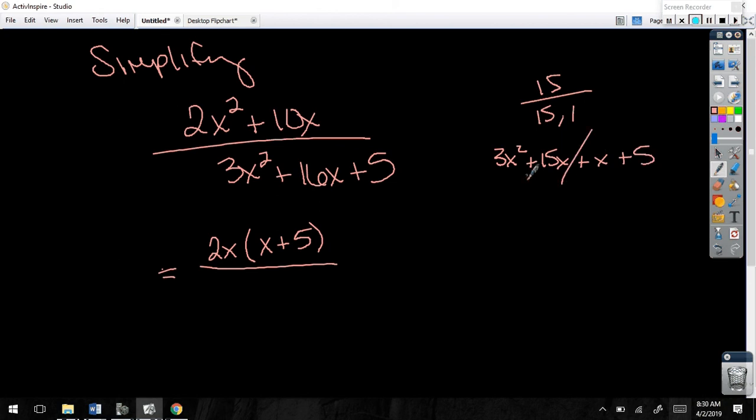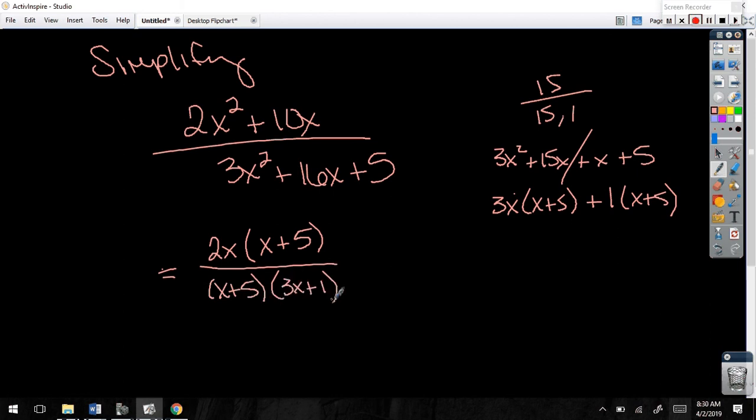GCF for the first two? Yes. What's left? GCF for the second two? 5. So it factors as (x plus 5) times (3x plus 1). Can you cancel anything out? Yay. Pretty easy, right?